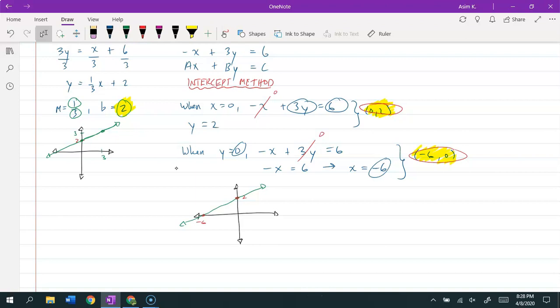And given 2 points, right? We have 2 points now. We have 0, 2, and we have negative 6, 0. Guess what? You can take these 2 points and make a slope out of them. So 0 minus 2, negative 6 minus 0, negative 2 over negative 6, and you end up with a slope of 1/3, which is the same thing that you had realized before.